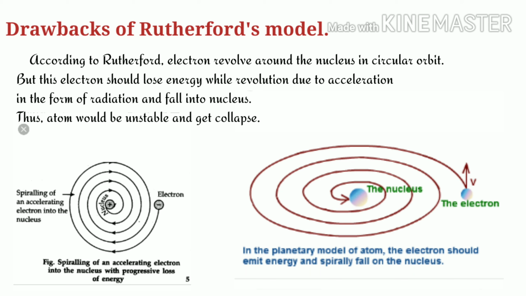Drawbacks of Rutherford's model. According to Rutherford, electrons revolve around the nucleus in circular orbits, but these electrons should lose energy while revolving, due to acceleration, in the form of radiation and fall into the nucleus. Thus, the atom would be unstable and collapse, but in actual fact, atoms are very stable.